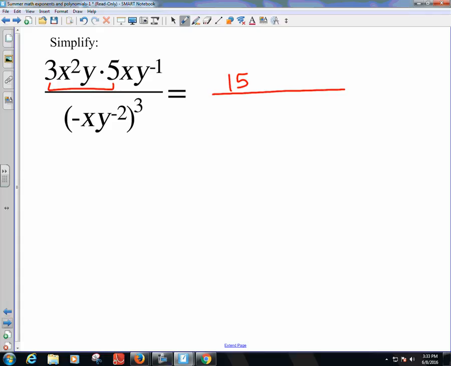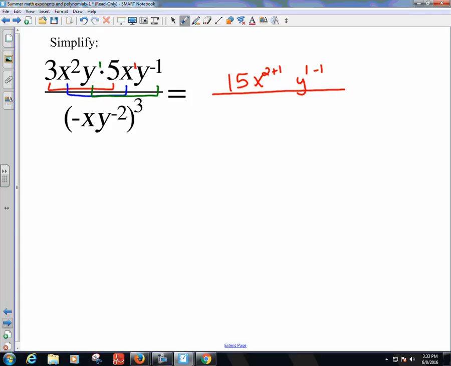Yay me. And then I have x squared times x, and that is x to the 2 plus, well, there's not anything written there. The exponent there is 1, so 2 plus 1. And then I've got this y and y to the -1. Well, keep in mind, if there's no exponent written, it's 1. So that means that over here, I have y to the 1 minus 1. So we're going to add those two exponents together. So that's what's going on in the numerator. We'll come back to that in a minute.